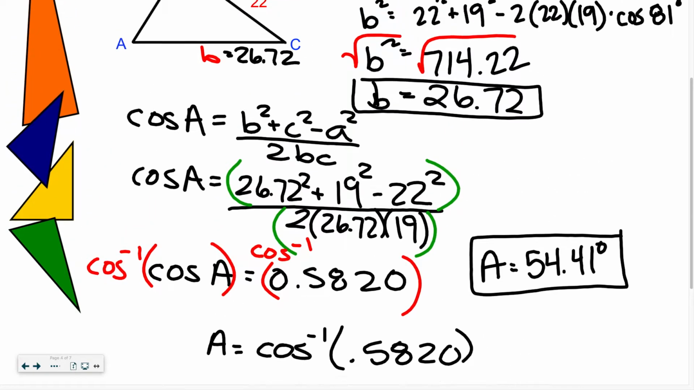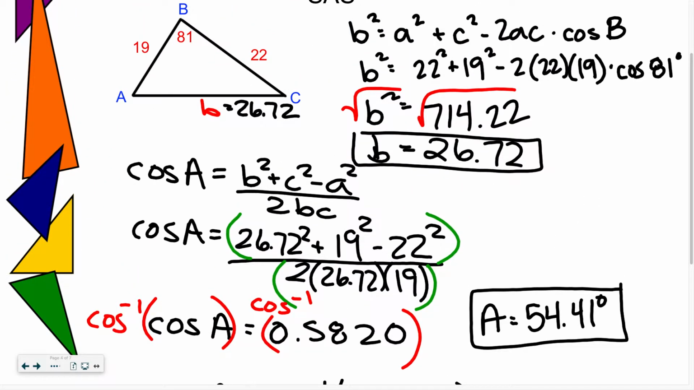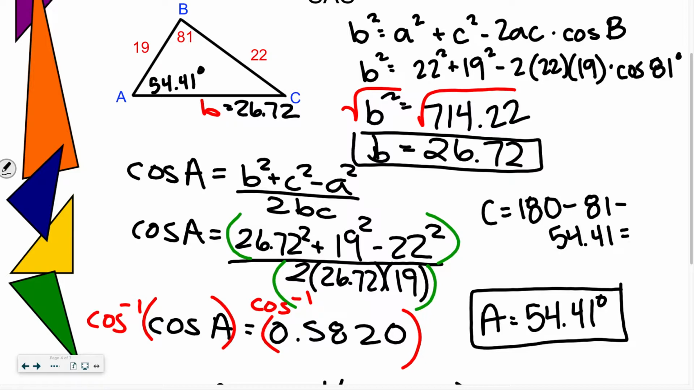Okay, so now we have side B, angle A, and we still have to find angle C, but that would be real easy at this point. Subtract from 180, right? So now we know this is 54.41. If we want to get angle C, we can do 180 minus 81 minus 54.41. Somebody give me that number. 44.59.